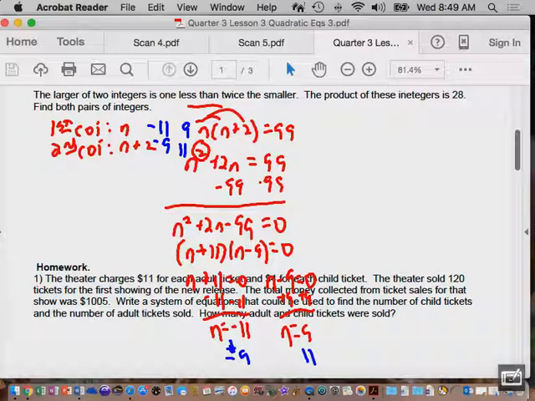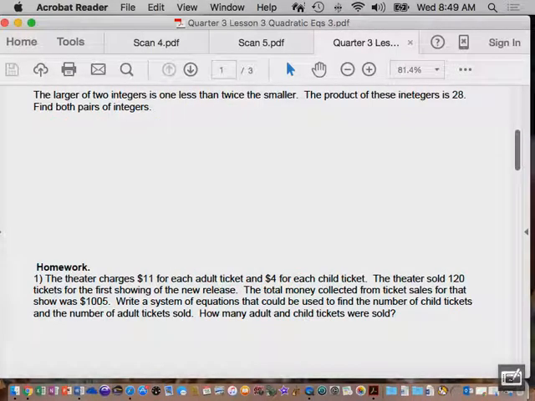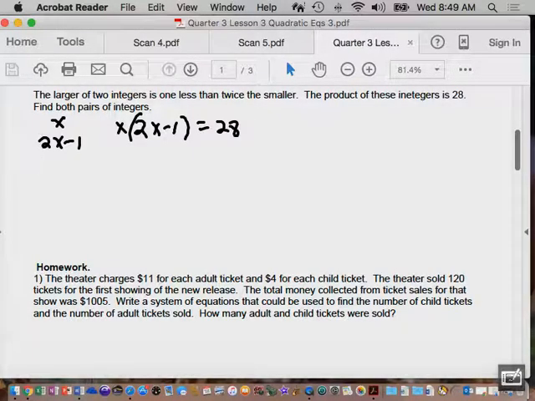Larger of two integers is one less than twice the smaller. So the first one, we're going to let be x, and then the larger is one less than twice the smaller, 2x minus 1. The product is 28. So 2x minus 1 times x, I don't care which side you put it on, it's going to equal 28. Distribute: 2x squared minus x is 28.